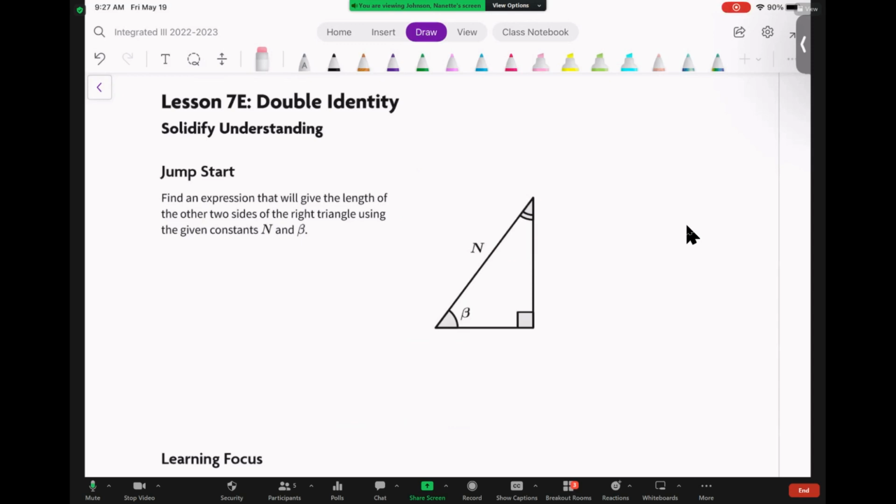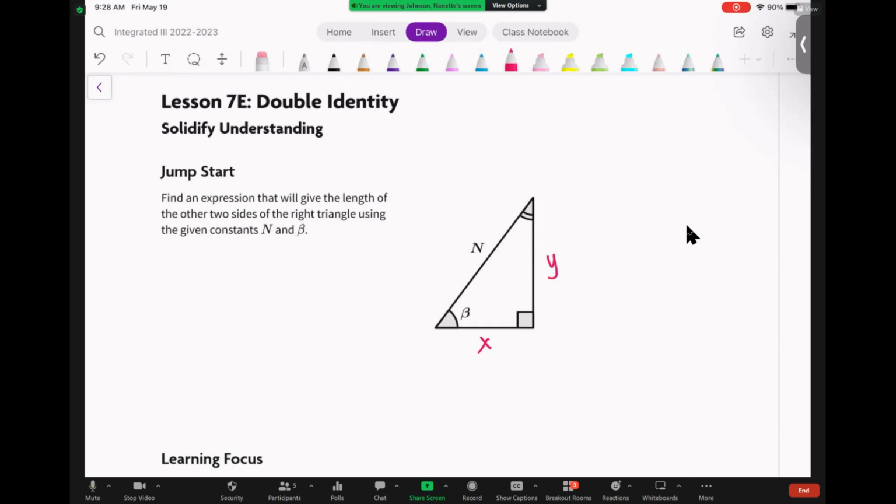So it says find an expression that will give you the length of the other two sides of the right triangle using capital N and beta. So they want you to find this, which I will label as Y. Usually, Miss Johnson labels your vertical side Y and your horizontal side X. And they're just asking, can you give me a relationship between Y and N and B and X and N and B?